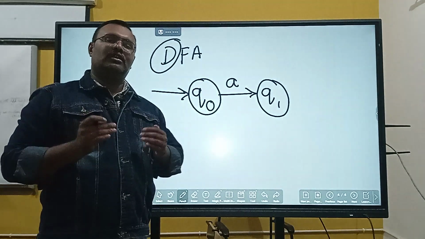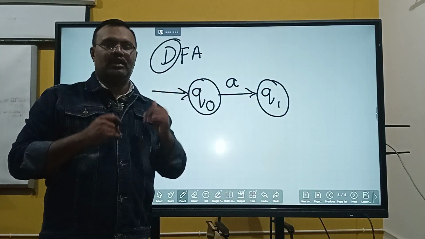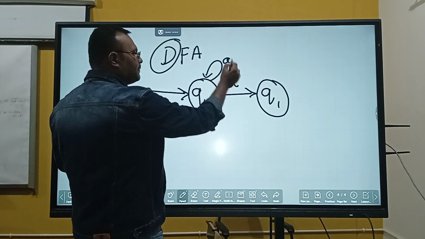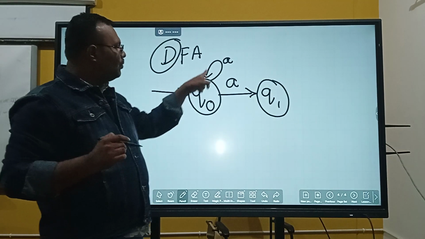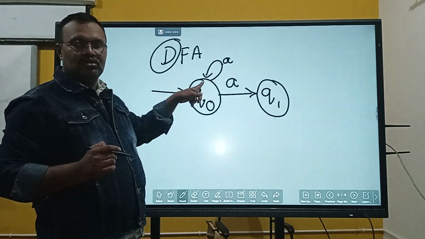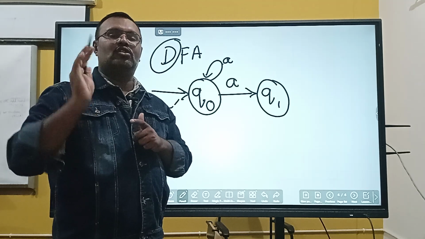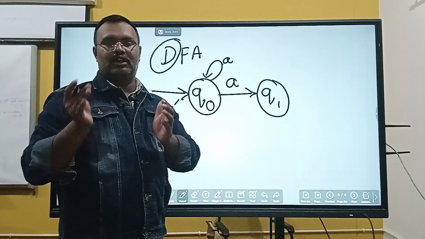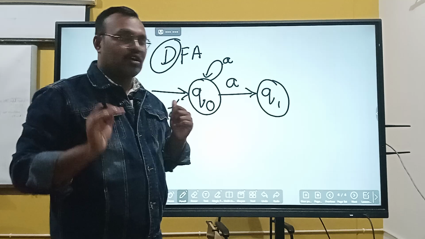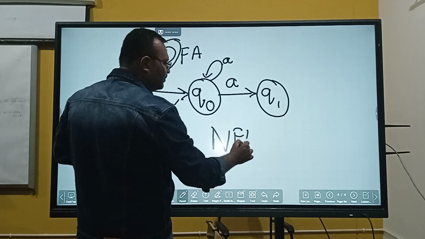Now, if I ask you a question, from state Q0, if you take A, where do you go? You are going to say Q1. Suppose I had a transition here over A, and this is a self loop. On Q0, by taking A, you are going to Q0 only, no? Now if I ask you the same question, on Q0, if you take A, where are you going? Now you are in confusion, whether I want to tell Q0 or Q1, isn't it? For this ambiguity, you are going to call it an NFA.